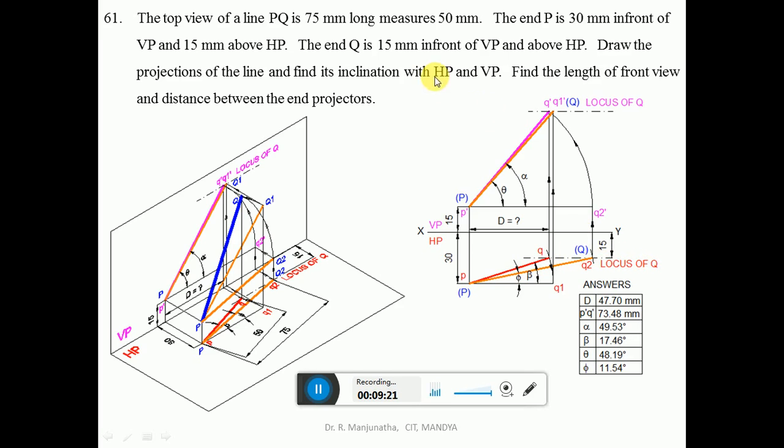And then he says above HP. So the line is above HP, but we don't know what the distance is. We need to find that out. Then the top view of the line capital PQ, which is 75 mm long, measures 50 mm. So he has given the top view as 50 mm.